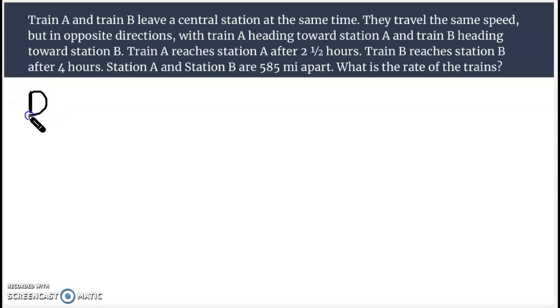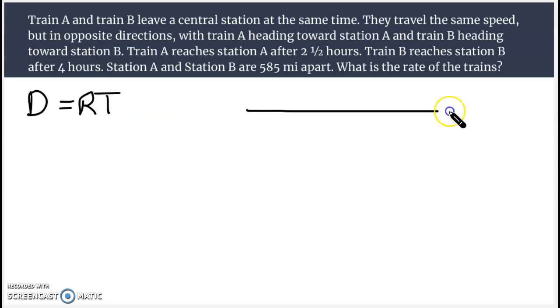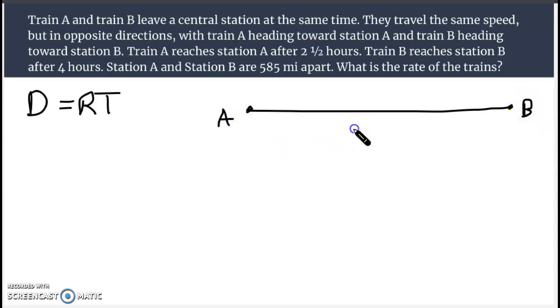Well, let me start off by writing this equation. D equals RT. And D equals RT is distance equals rate times time. And we have that situation here, but it's a little bit more complicated. So here's kind of a visual of what's happening here. Alright, let's say here's Station A, here's Station B. And they do tell us that they are 585 miles apart.